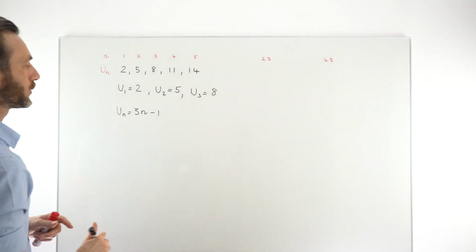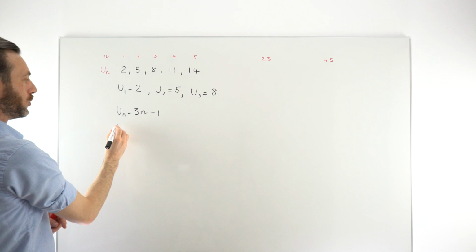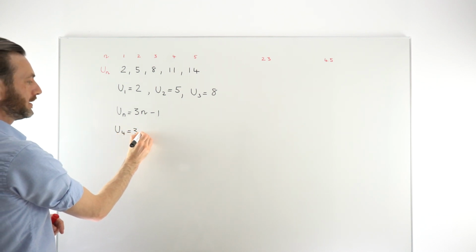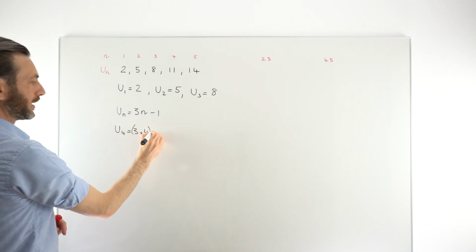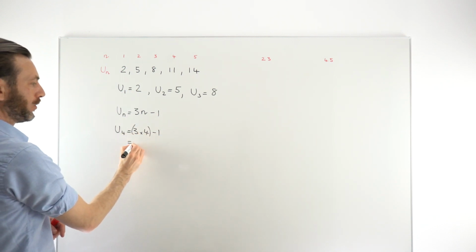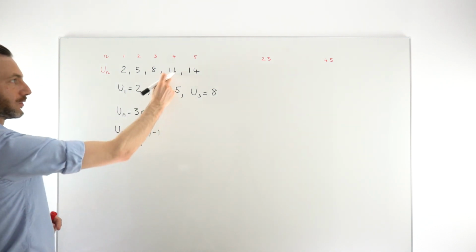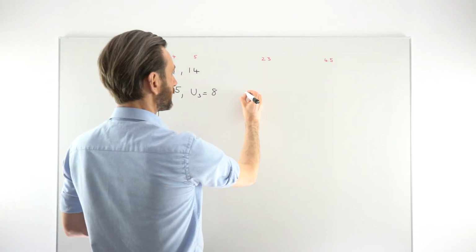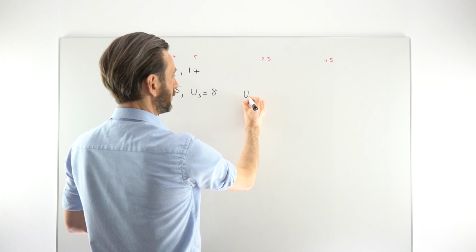Okay, so just to test out on another one, let's take u4. So u4 should be 3 times 4, and then subtract 1. 3 times 4 is 12, take away 1, and you get 11. So that is validated.